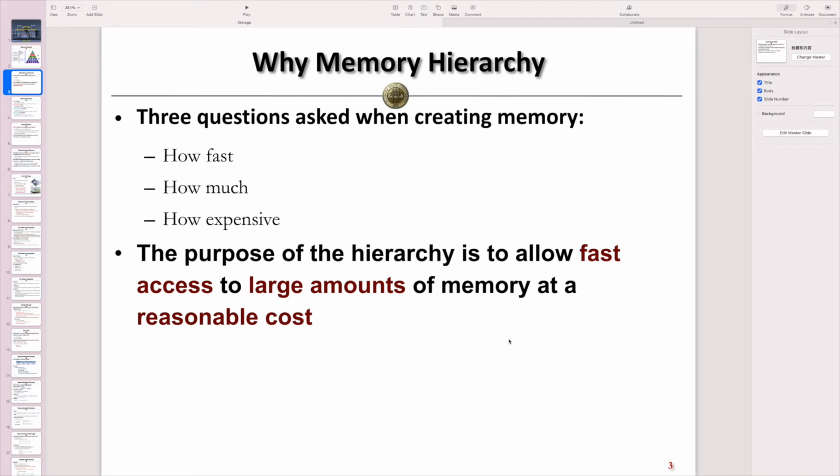What you can have for your machine is the balance among these three factors: how fast, how much space, and how expensive. The purpose of this hierarchy is to allow fast access to large amounts of memory at a reasonable cost. If you have a larger budget, then you can build a very fast machine with not so much space. However, the real-world machine will be a balance among these three factors you may need to consider.